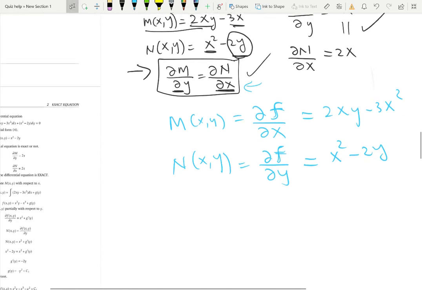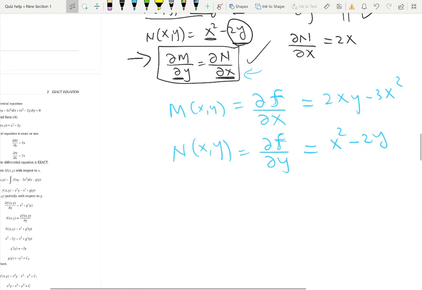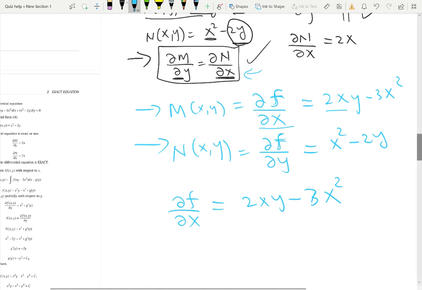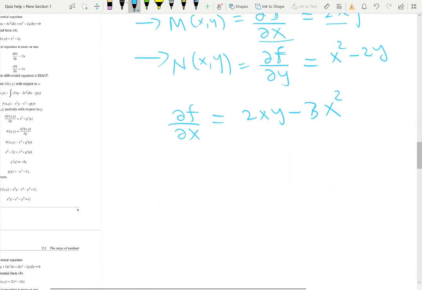So here's how we do it. M is equal to the partial derivative of f with respect to x. Pick any equation you like from here; you can choose any one. Let me choose the first one. The partial derivative of f with respect to x is 2xy minus 3x squared. Now I'm going to integrate. So see, the partial derivative of f with respect to x is this one. How can we find f?